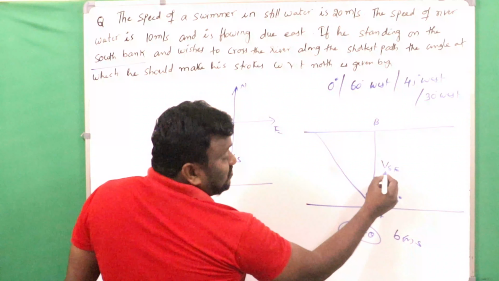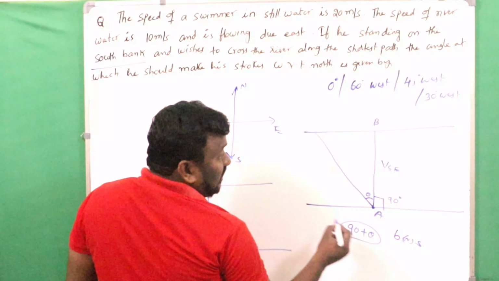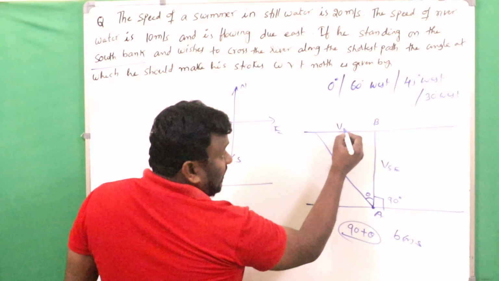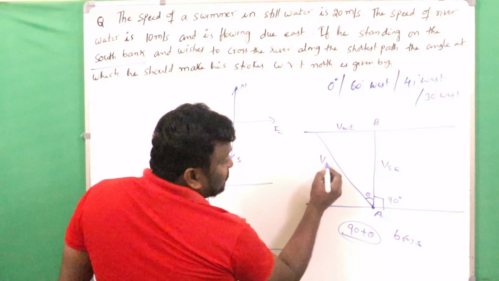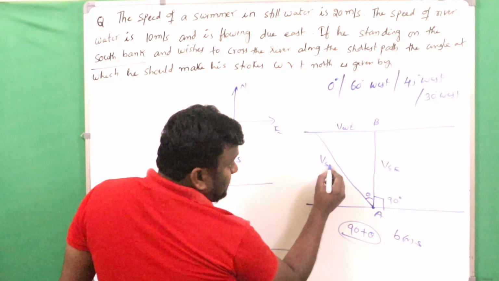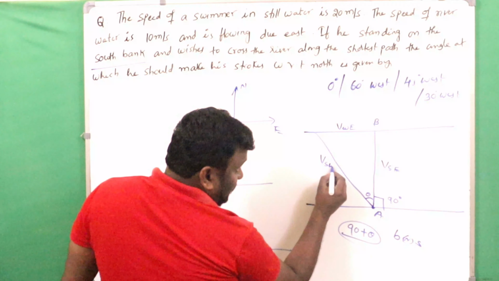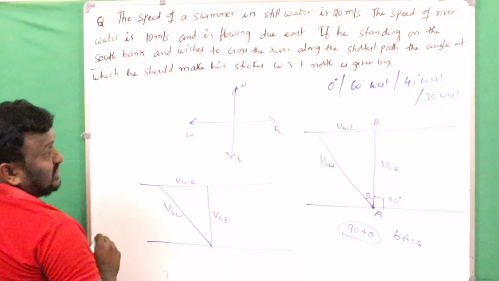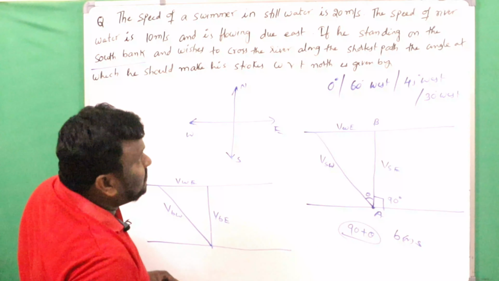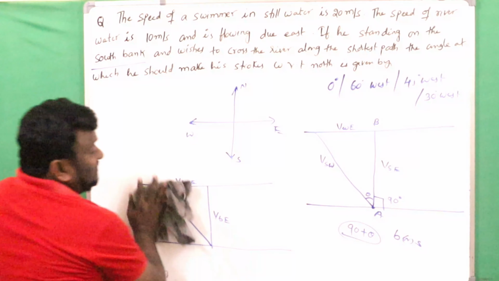VSE is the velocity of swimmer with respect to the earth or ground. VWE is the velocity of river or water with respect to the earth, and VSW is the velocity of swimmer with respect to the water. So this is the situation now. We simply want to find out the angle theta only.